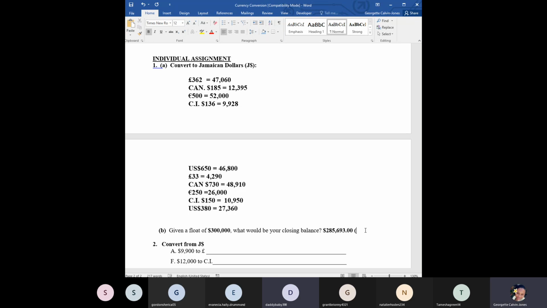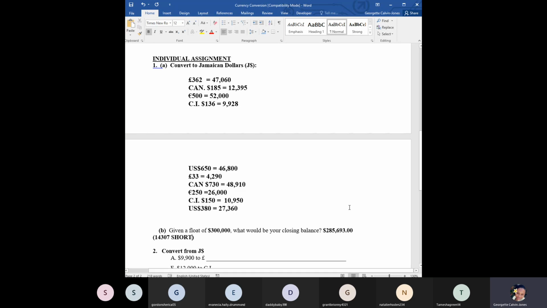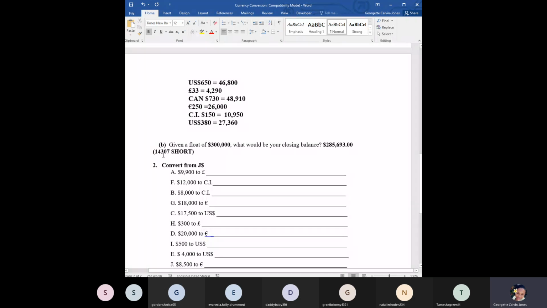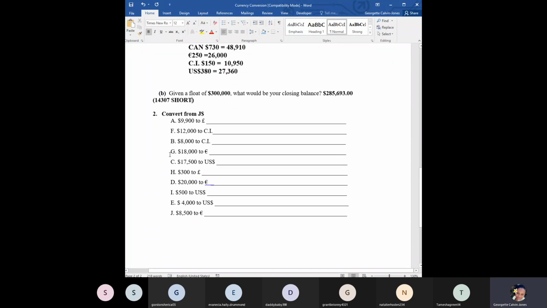Your float would be short by 14,307, but we're not going to figure that out because we don't have the information to do so. We just know that it is short. And if it is short, then you have to figure out what happened to the money, or you have to take this $14,000 out of your pocket and put it in. So when you're working, please ensure that your float is not short.